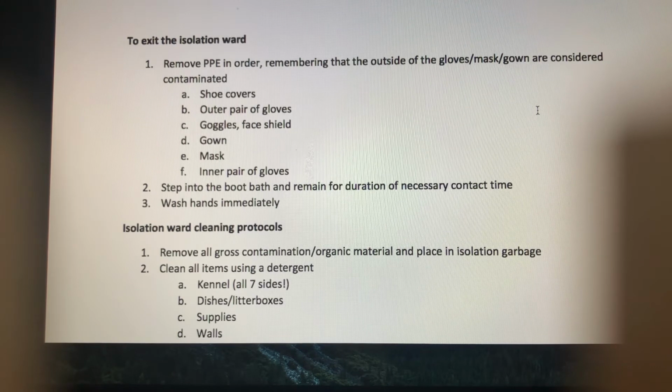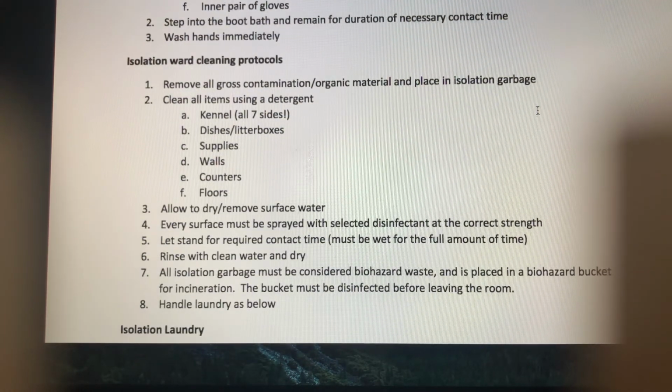Then you're going to step into a boot bath and remain there for the duration of the necessary contact time. It's a minimum of 30 seconds to a minute. Longer is great, but I don't know anyone that's going to stand around for 10 minutes in a boot bath. And then you need to wash your hands immediately. I honestly double wash my hands when I'm leaving isolation. I wash once, wash again. Sometimes if I'm really concerned, I'll even throw some alcohol on my hands.